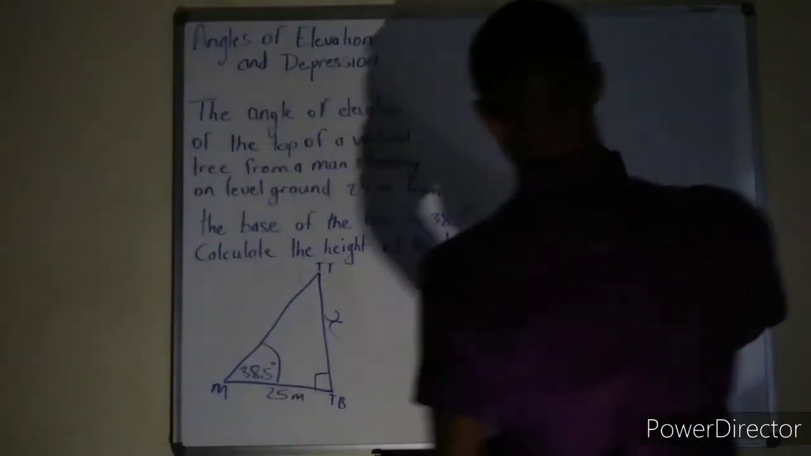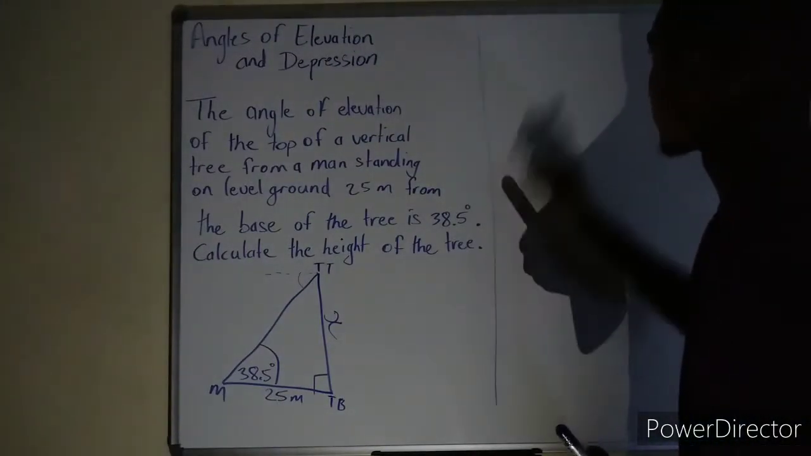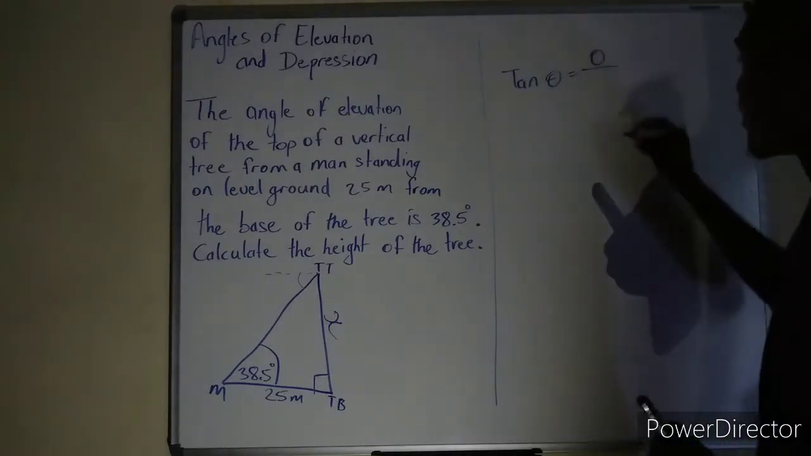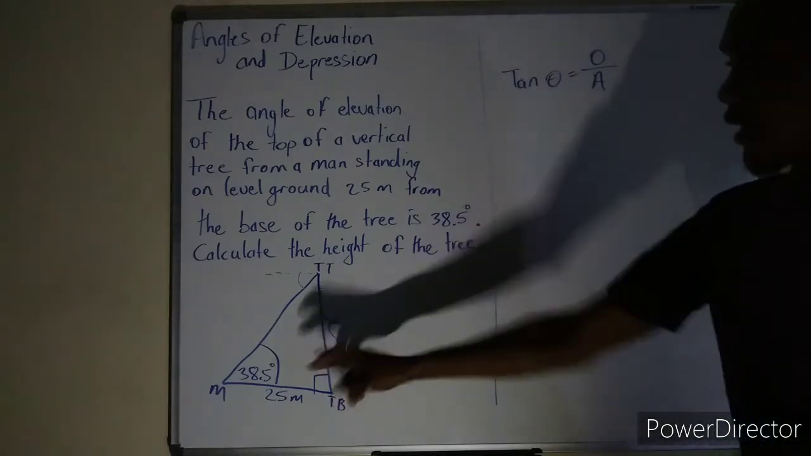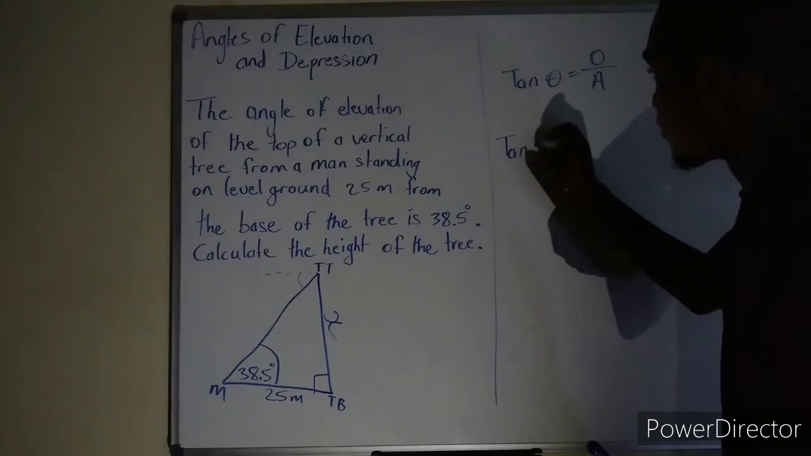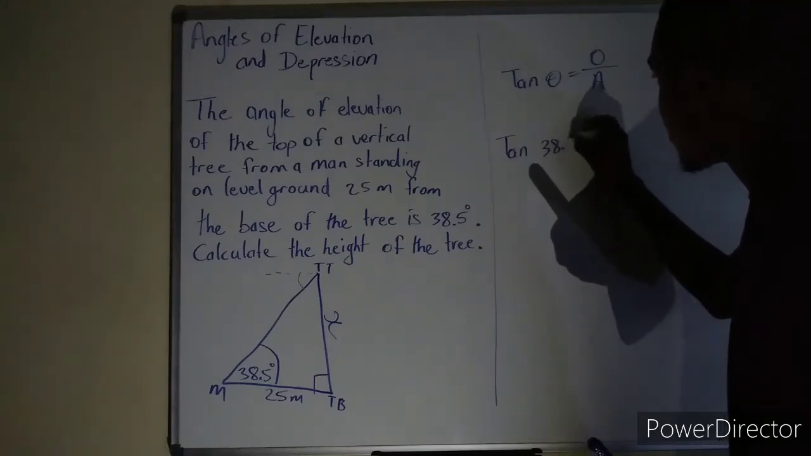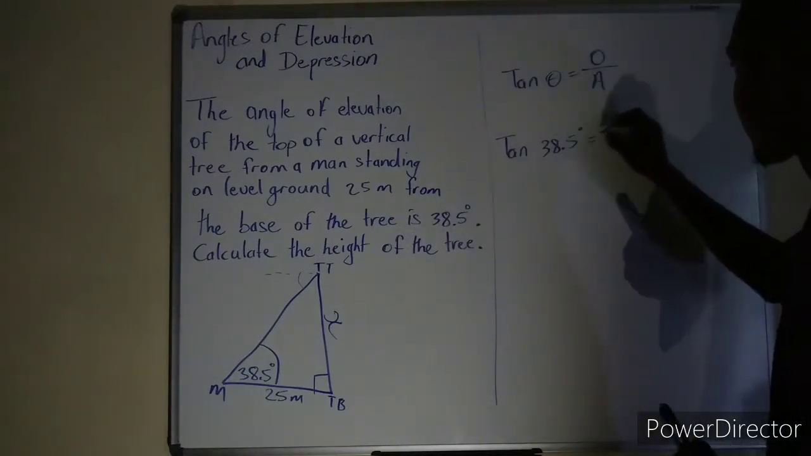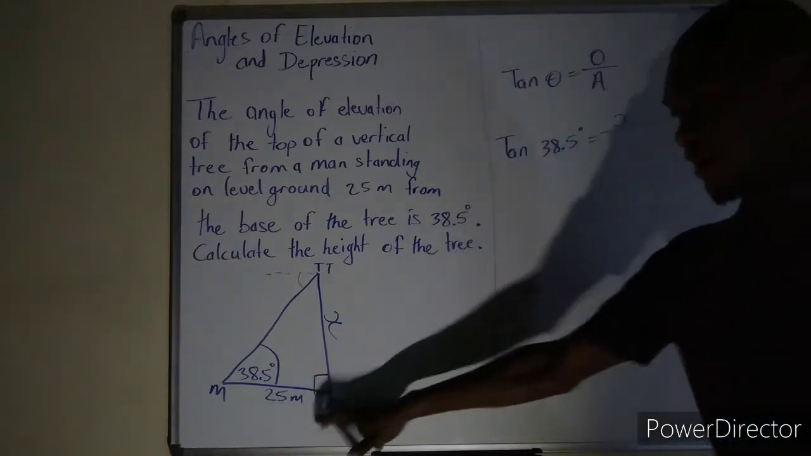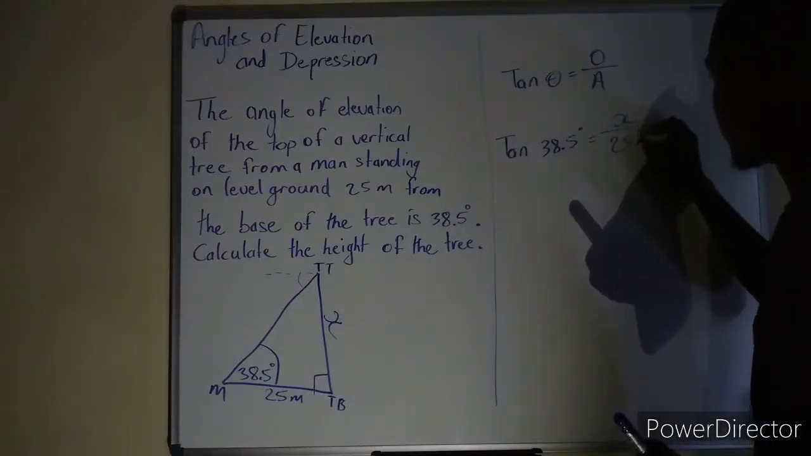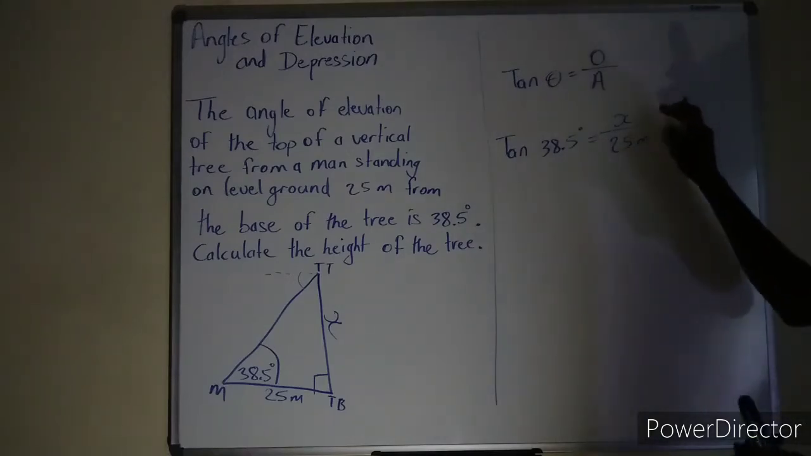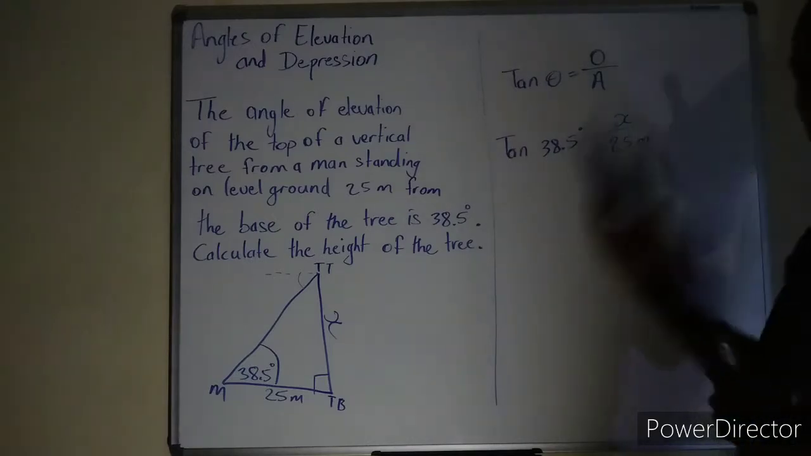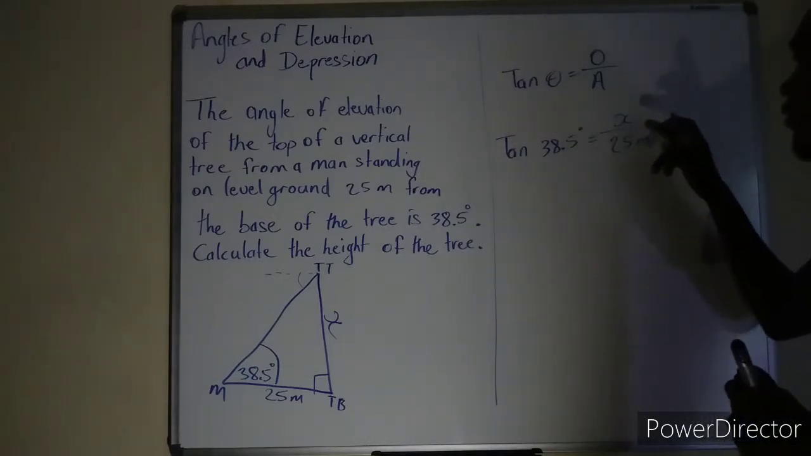The tan ratio says that tan theta must be equal to the opposite side divided by the adjacent side. In our case, the angle is 38.5 degrees, so tan 38.5 degrees must be equal to the opposite side, in our case that's x, divided by the adjacent side, and that's 25 meters. Now, you're trying to find the value of x. So that's when you cross multiply or you solve equations.